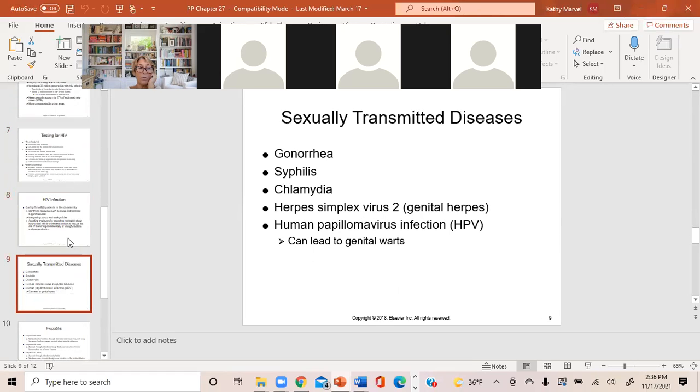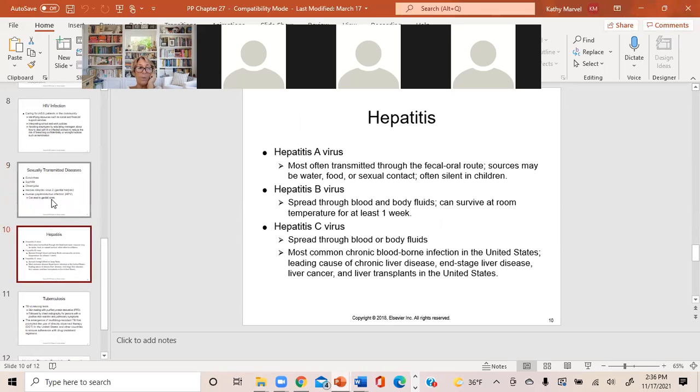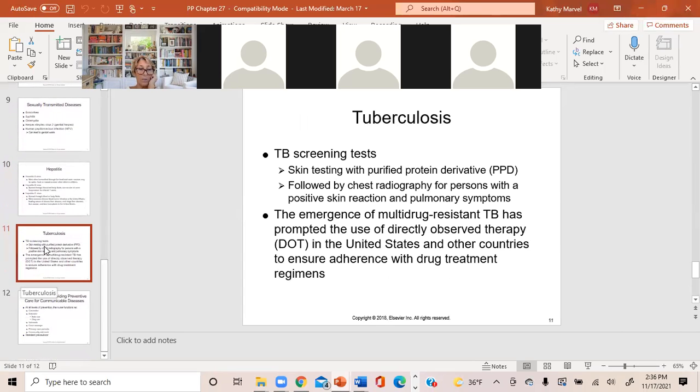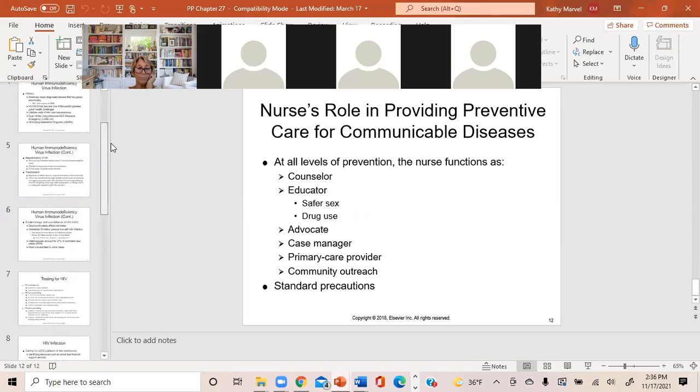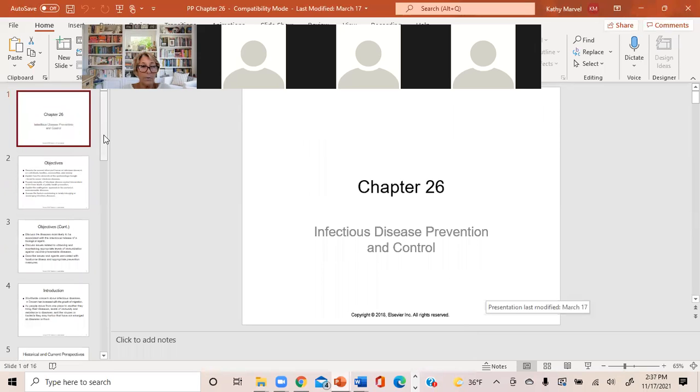So slides 3 through 8 cover HIV. And then we have 9 that covers STDs. 10 covers hepatitis. And then 11, I think, covers TB. So you may be doing 27 on your own, but I just need you to know about each of those communicable diseases. And you can start with the PowerPoint and read the objectives.